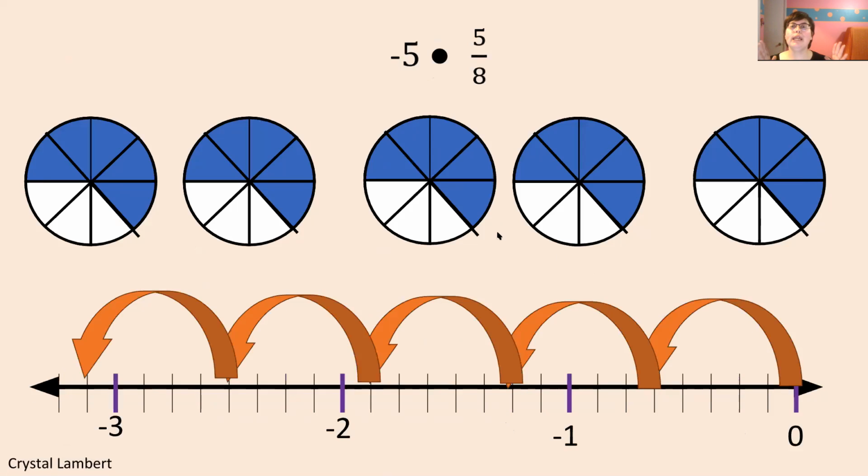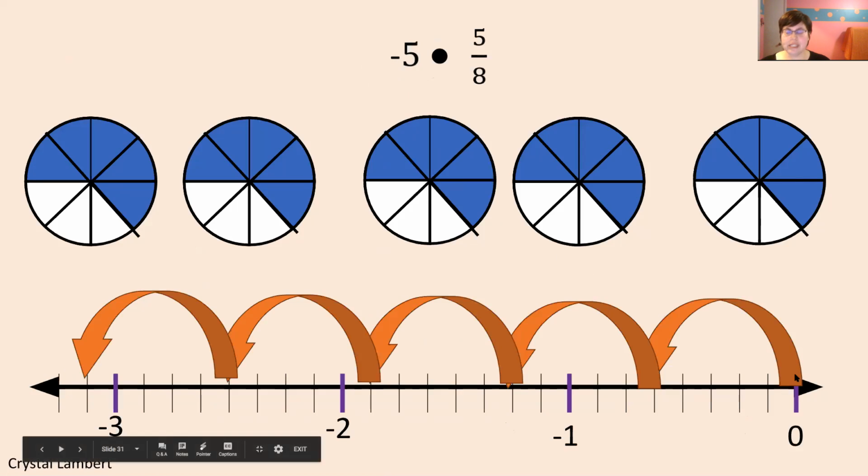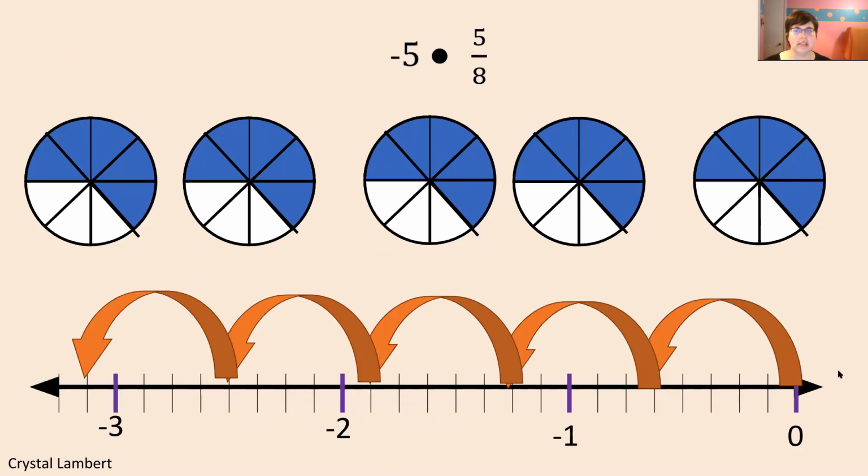Now, when we look at negative 5, do not get overwhelmed because there's a negative number. Same thing, we're just going the opposite direction. Just do not forget to keep your negative. So on this number line, you will see instead of going to the right, we're going to the left. Same problem. You just kind of reverse it a little bit.